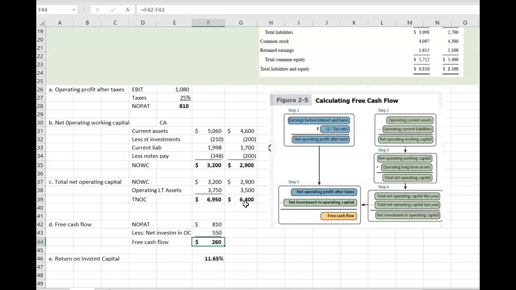And then the last part of this is, could you calculate return on invested capital? So here what you're going to do is take your net operating profit after taxes, and you're going to divide that by your total net operating capital for the current year. And that would be your return on invested capital.